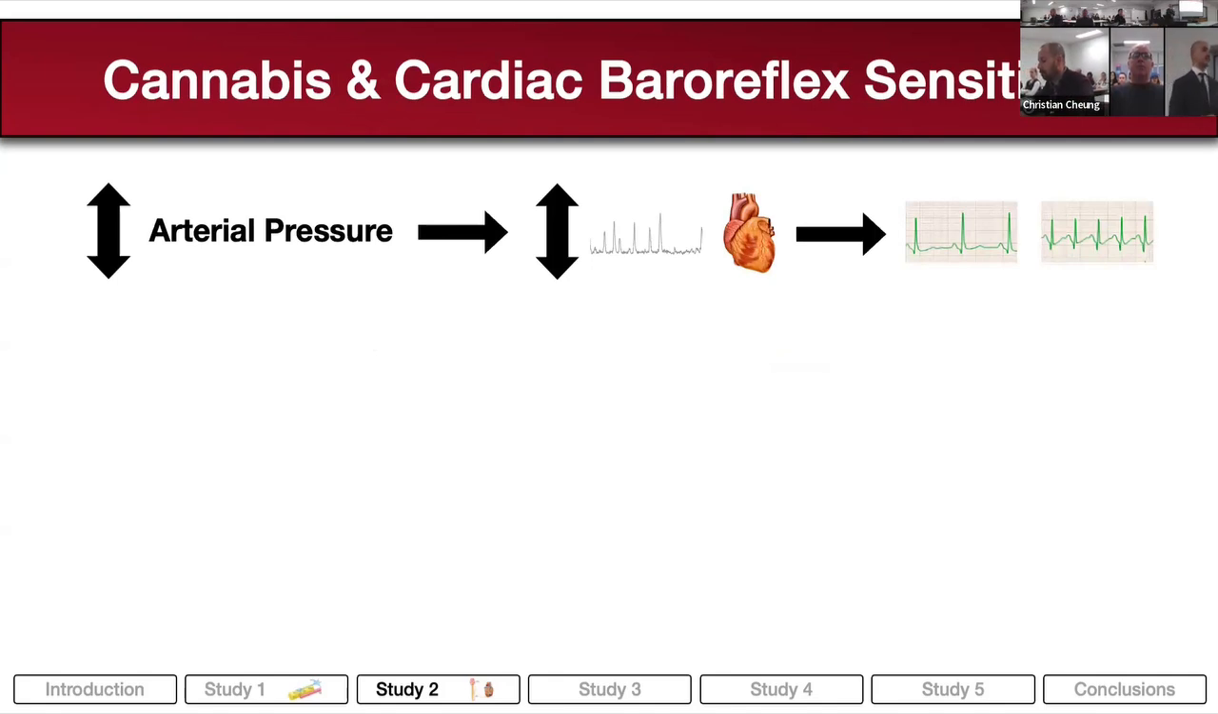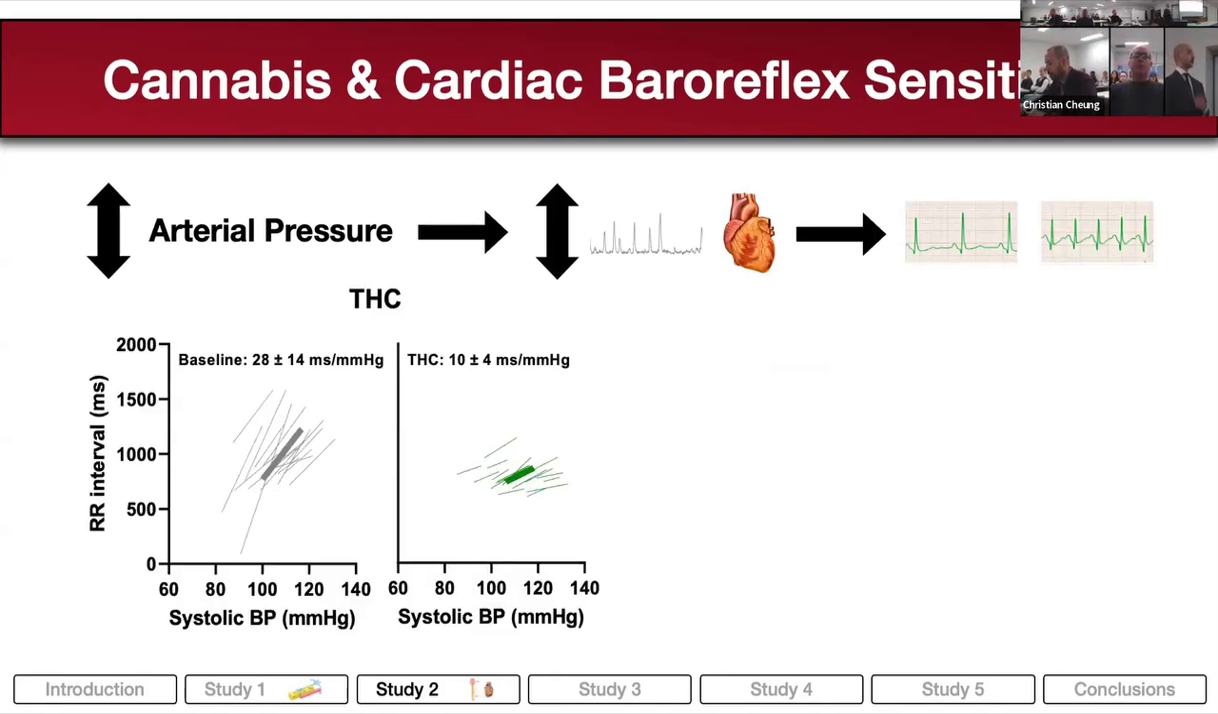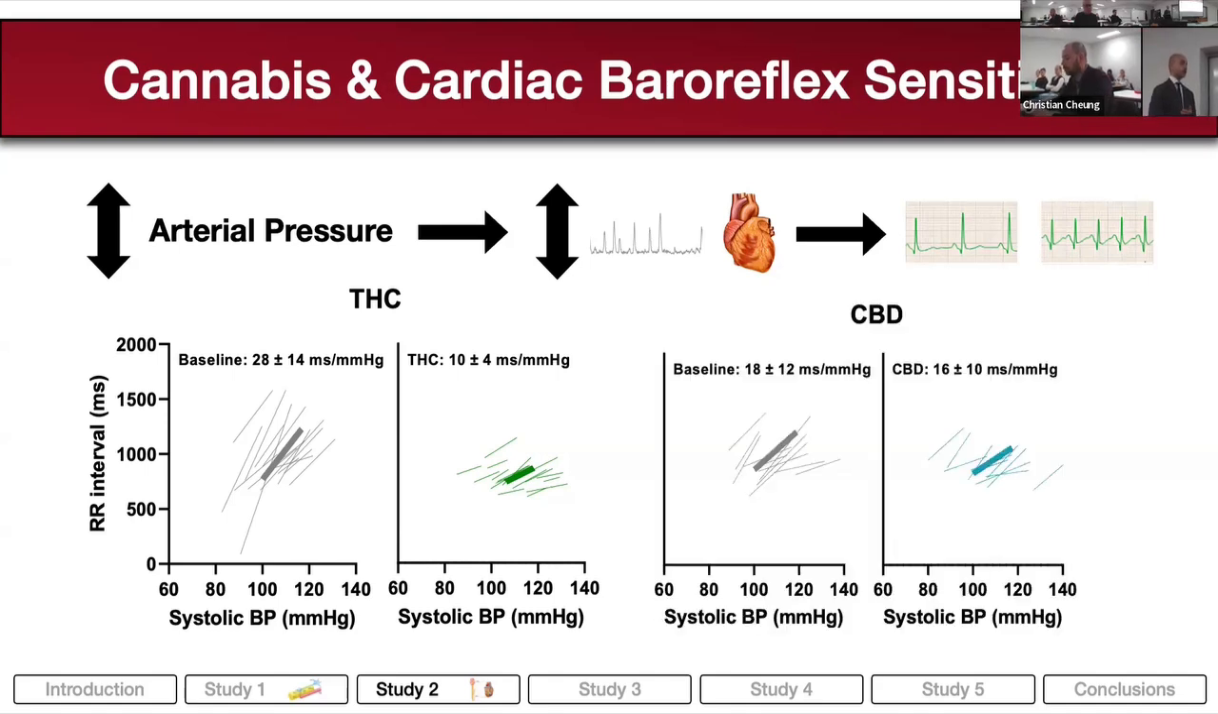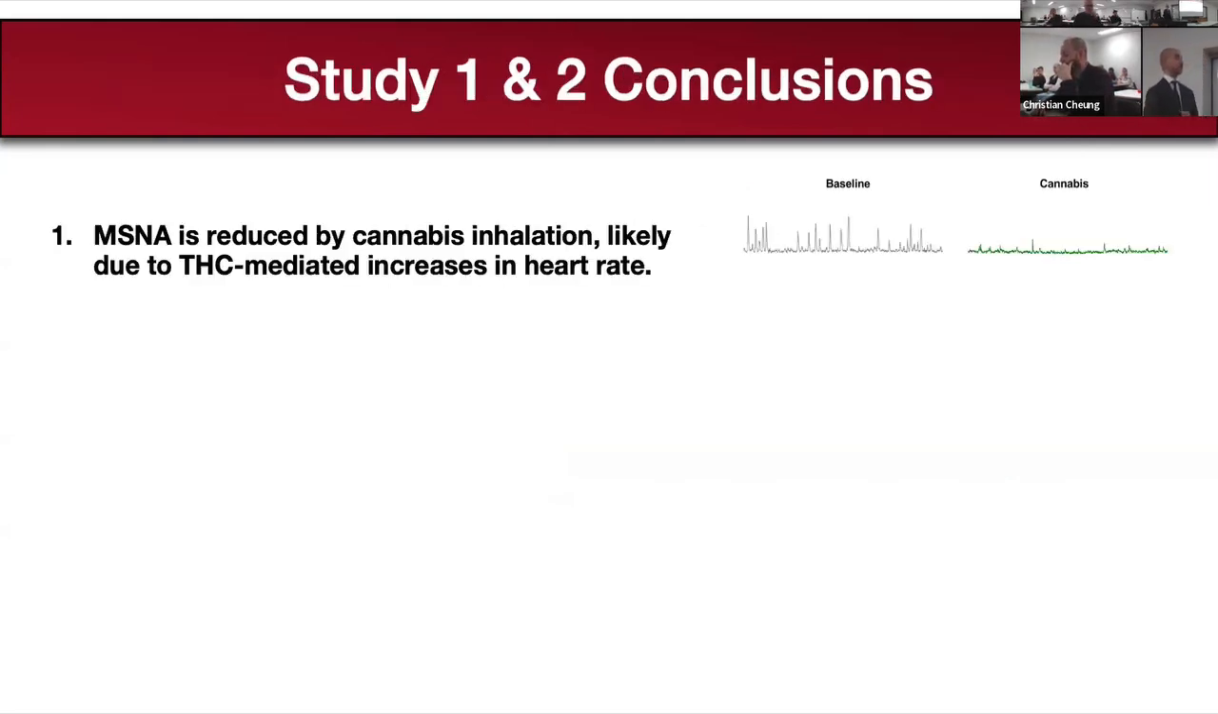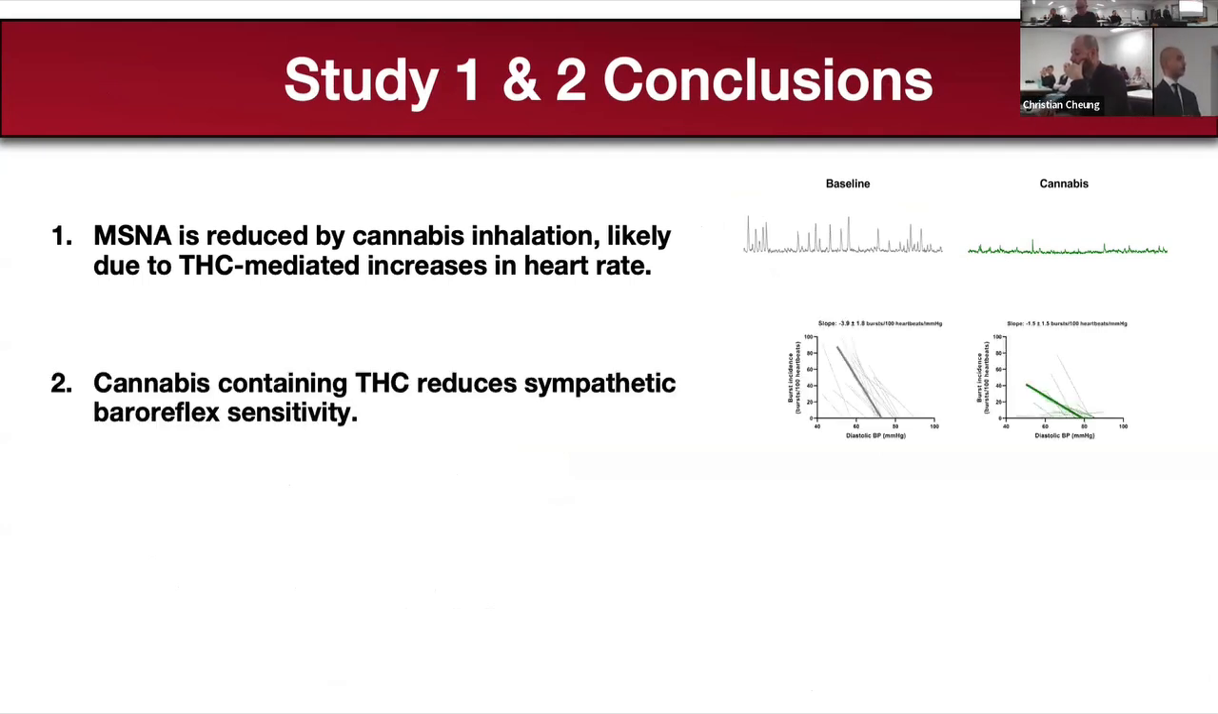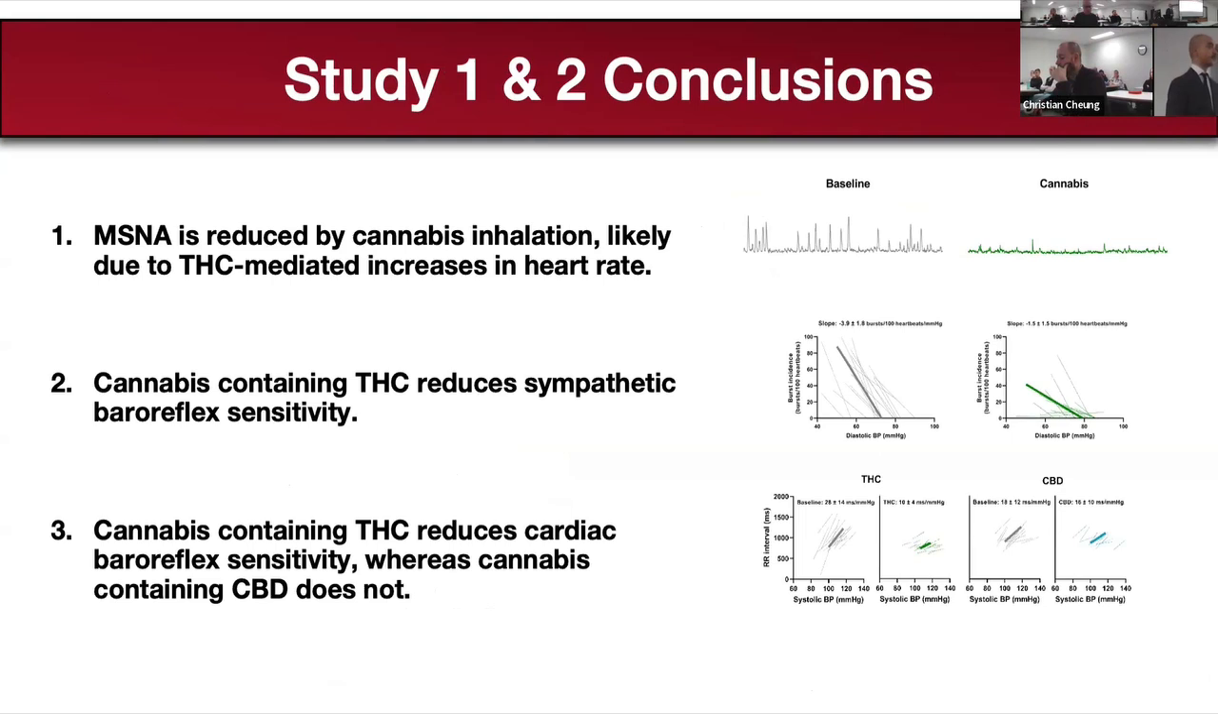Looking at our results here, when we constructed these cardiac baroreflex sensitivity curves, we saw similar findings in that THC containing cannabis attenuated this baroreflex sensitivity, in that a given change in blood pressure was associated with a smaller change in heart rate. In contrast, when we looked at CBD, we saw no such relationship. So from these experiments, what we can conclude is that it appears MSNA is reduced by cannabis inhalation, and this is likely due to a baroreflex mediated inhibition of MSNA in response to changes in heart rate. As well, it appears that cannabis containing THC reduces sympathetic and cardiac baroreflex sensitivity. However, CBD containing cannabis has no effect on the latter.